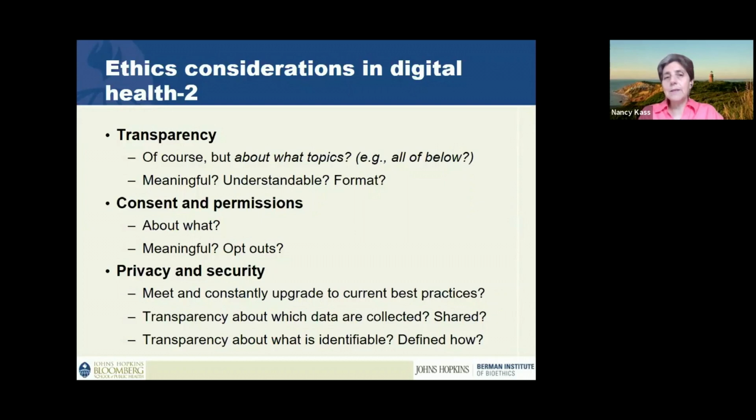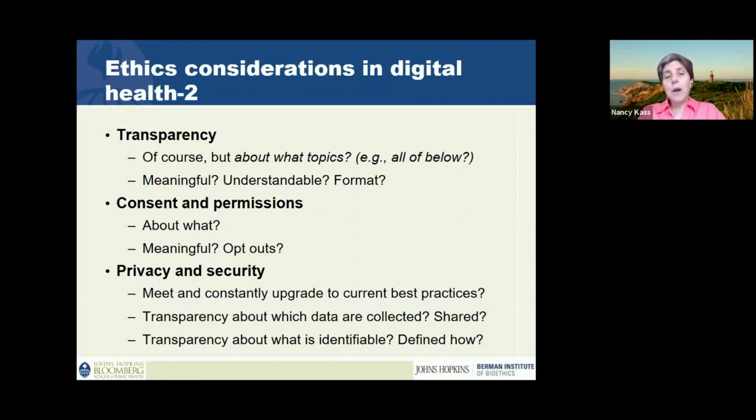Or are there any kinds of permissions? And again, is it permission just if you're going to use my app, then you have no choice but to have us have access to your data? Or do you actually have any kind of opt-out? And again, is it sort of meaningful? Do you understand it? Is it clear, et cetera?